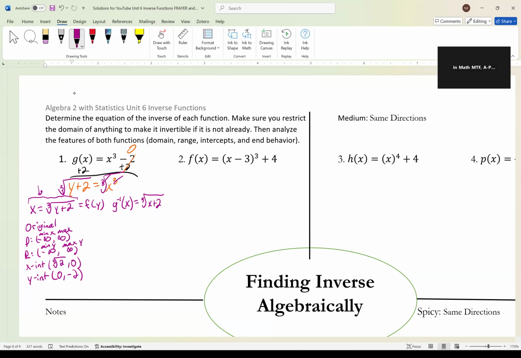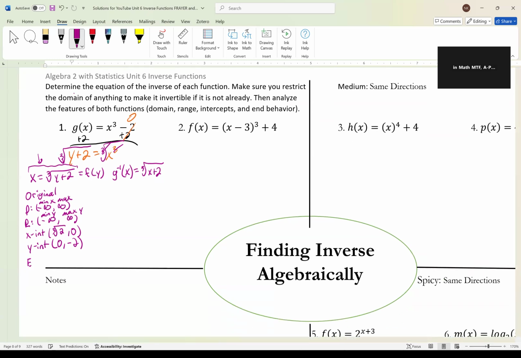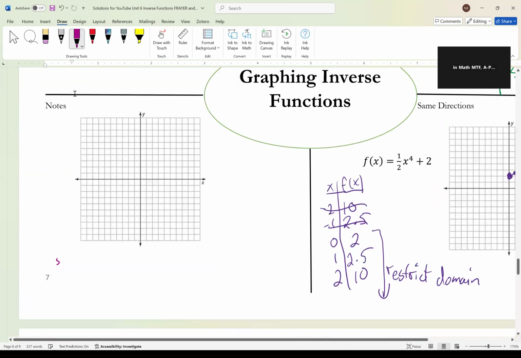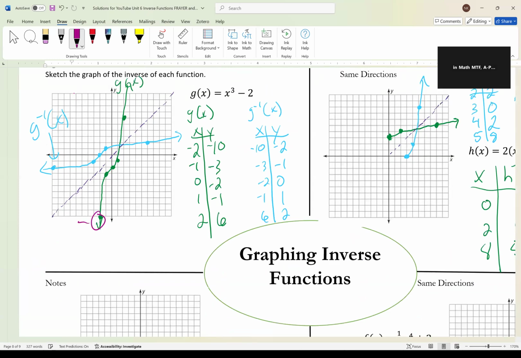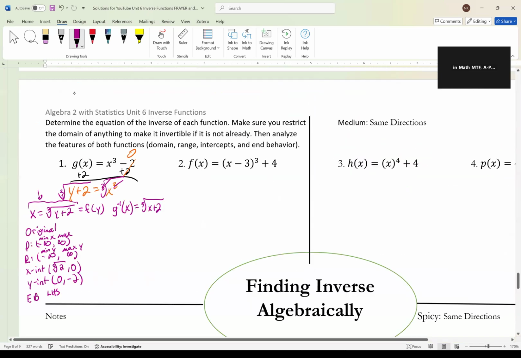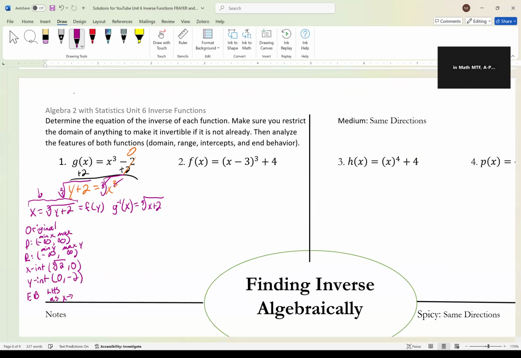And then what do I still need? End behavior. So I'm going to go up and look. I got my left-hand side, and so I want to notice in this original function on the left-hand side, as x goes to the left, y is going down. So as x approaches negative infinity, y approaches negative infinity. On the right-hand side, it was going up and to the right. So as x approaches positive infinity, y approaches positive infinity. Whew, there's a whole lot going on there.